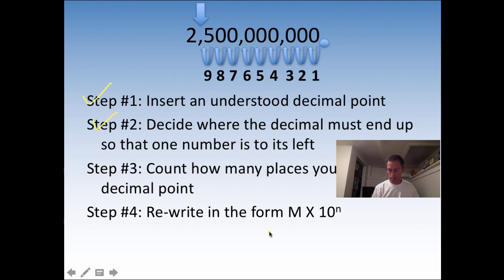Our m in this case, let me switch colors, our m in this case will be 2.5 because our decimal place ended up right there, times 10. The n is how many times you bounce that decimal or move that decimal. So we moved it 9 times. And so this is how you would write that number in scientific notation. And it takes care of all these zeros for us. This exponent tells us how many times we move the decimal. So very useful. Anyway, let's try some more.